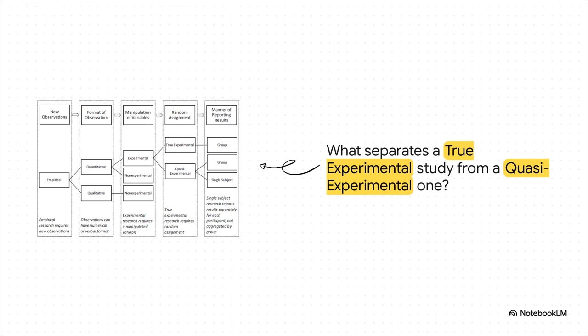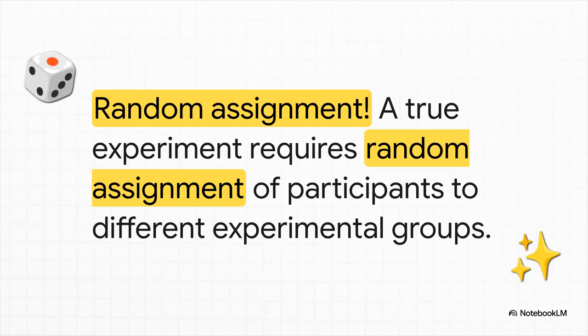Now, follow the lines starting from experimental. You'll see it splits into two paths, true experimental and quasi-experimental. What is the one single critical difference that sends a study down one path and not the other? The answer is random assignment. That is the absolute secret sauce.